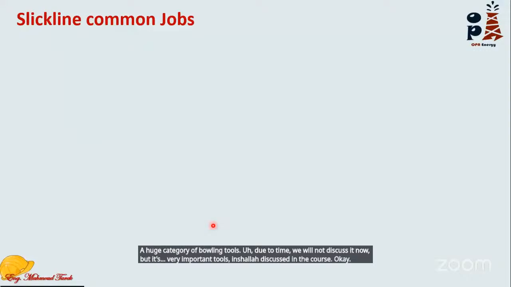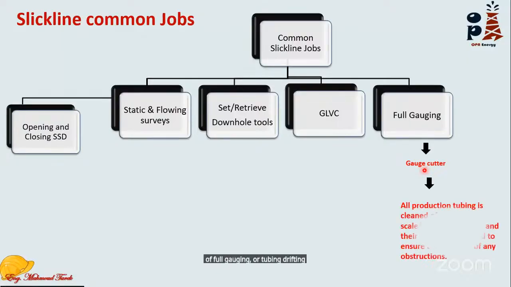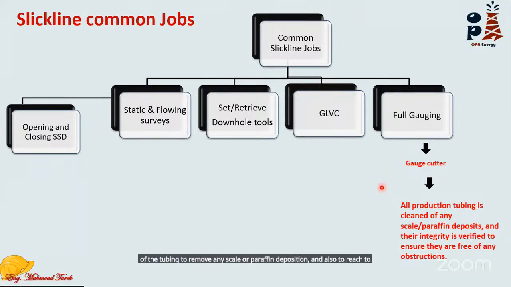Okay, for the Slickline common jobs, as we said, first is full gauging. Starting from full gauging, drifting the pipe by what? By the gauge cutter. The gauge cutter is the tool attached to the PHA to do full gauging or tubing drifting, to drift the inside of the tubing, to remove any scale or paraffin deposition, and also to reach the downhole accessories, to tag the nipples, to tag bottom hole, and so on.